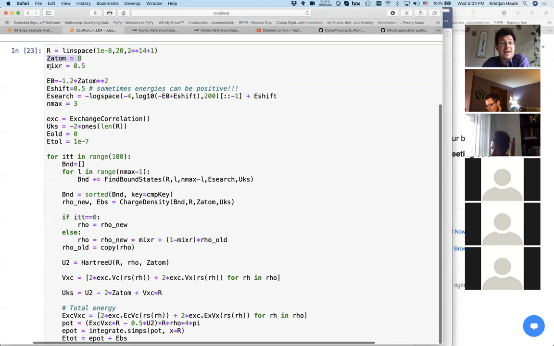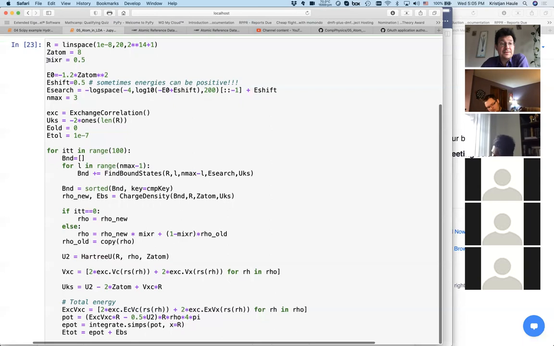And here is this mixing parameter. The mixing parameter can be any number between 0 and 1. Of course, 1 means that we don't mix at all. We always take the new solution. If the mixing parameter becomes very, very small, it means that we are taking a very, very small contribution of the new solution every time. This is useful when the convergence is very hard to obtain. But in all the atoms that we are gonna test, mixing of half is pretty reasonable, in the sense that half of the old solution and half of the new solution works pretty well.